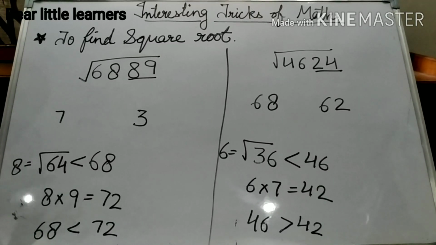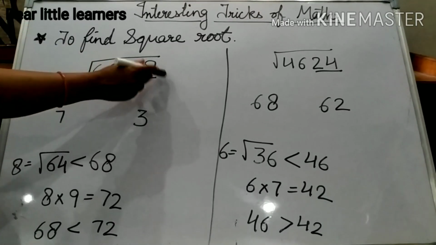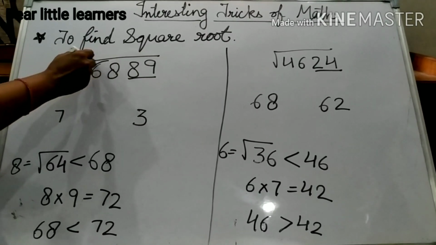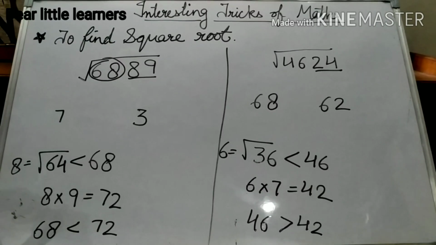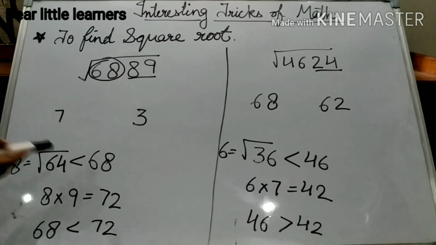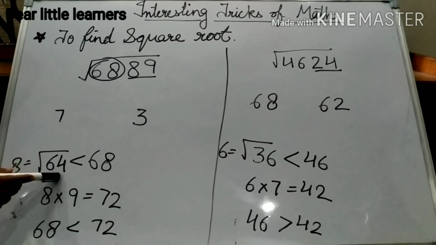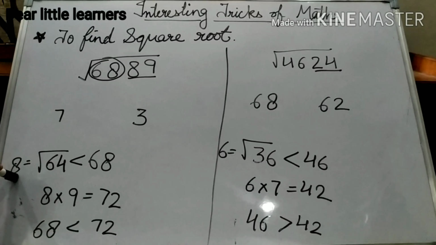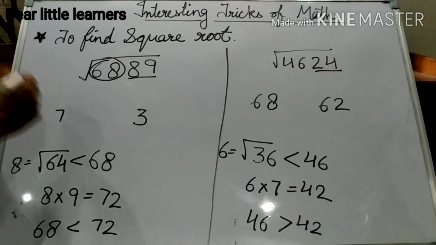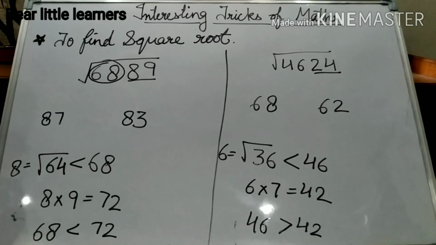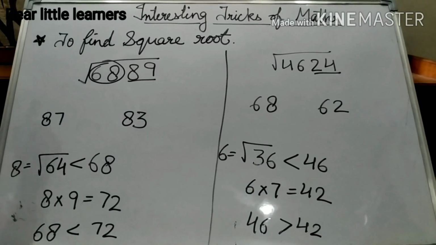Okay children, now this 89 part is over. Now we will take the 68. We will find a perfect square which is less than 68. So that perfect square is 64. Then we will find the square root of 64, that is 8. So 8 we have to write in front of these two numbers, because now the answer is out of these two only.